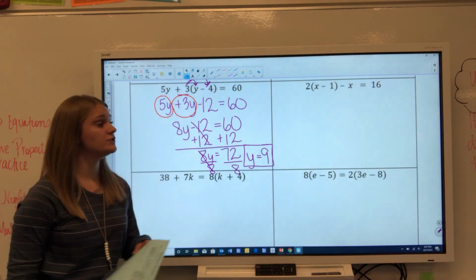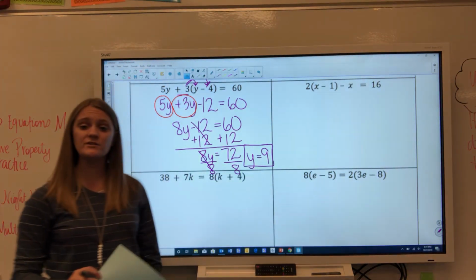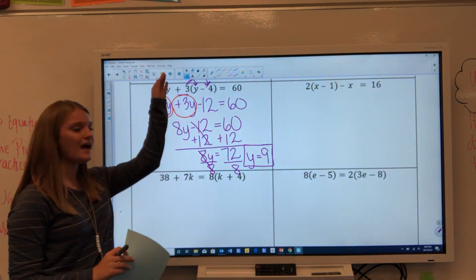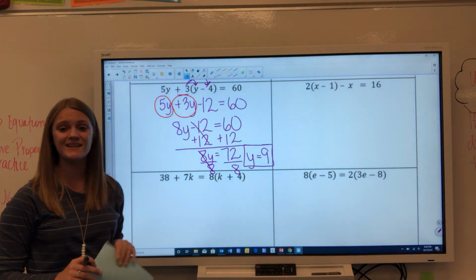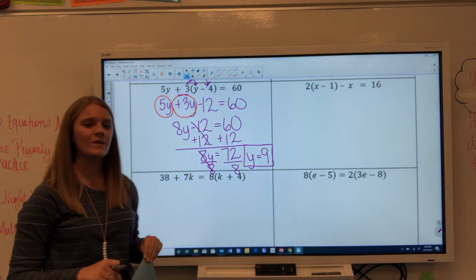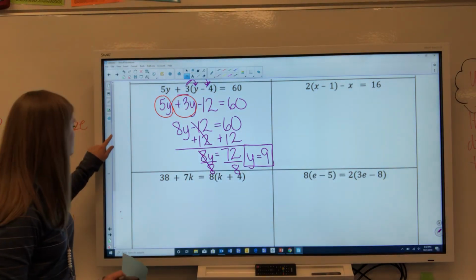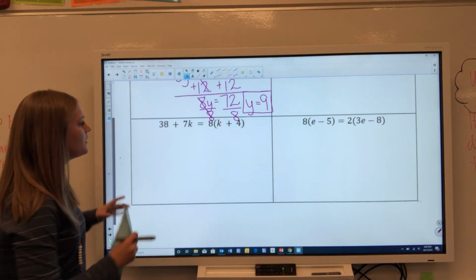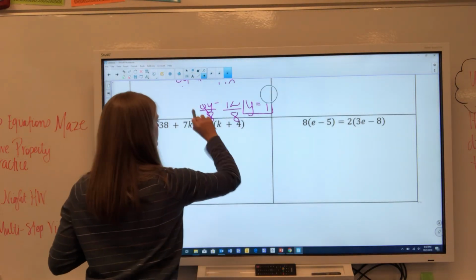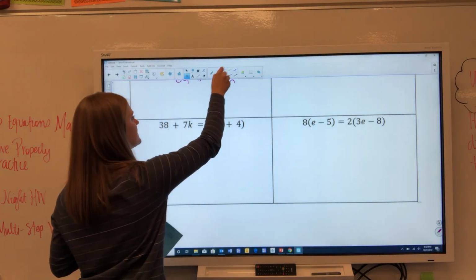Again, you can do this second one right now, or you can wait till the end of the video. But make sure you get every step written down exactly like it is here. One more example. I'm going to erase this so that way you can see it's not obstructed.